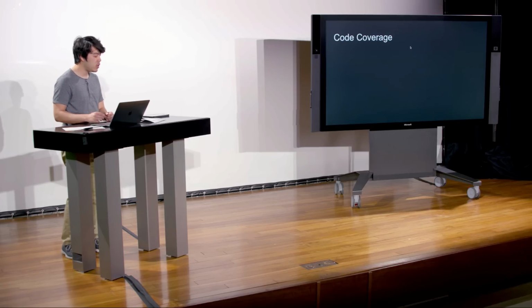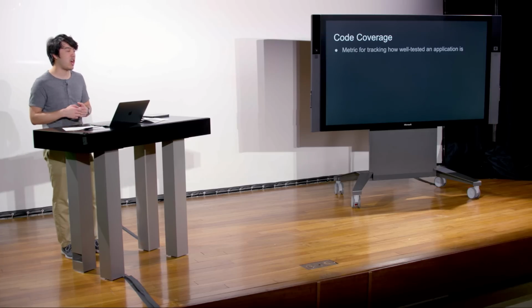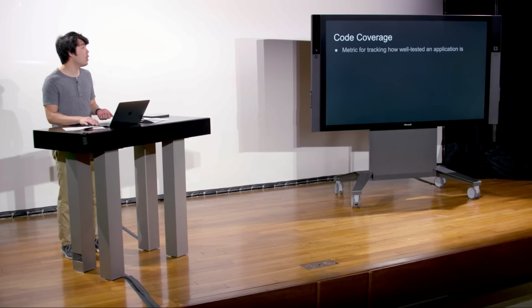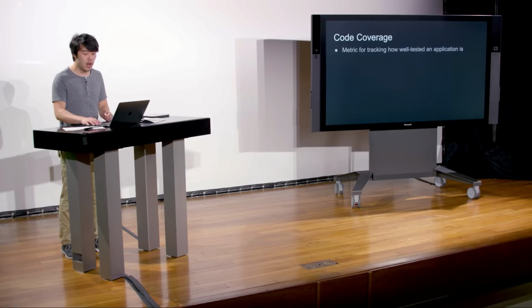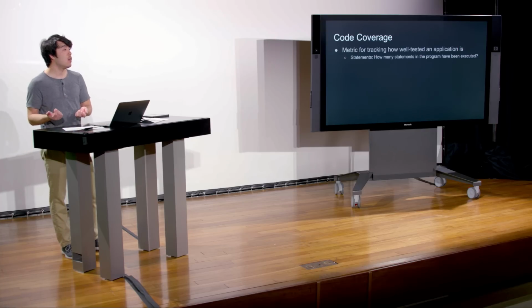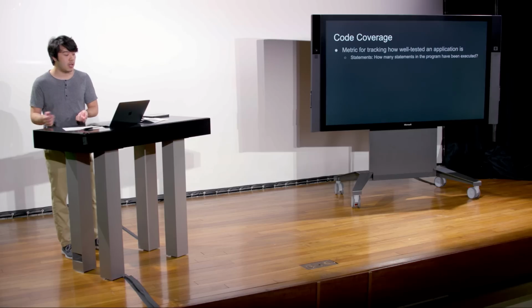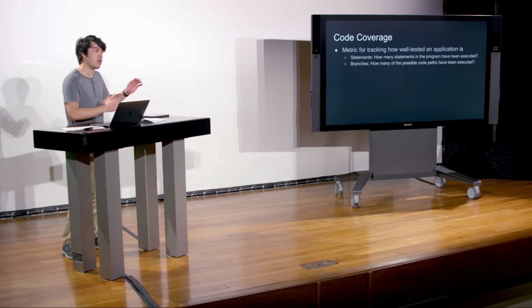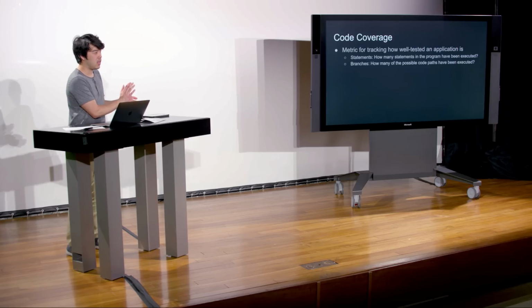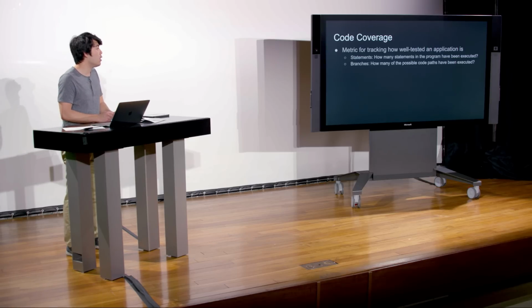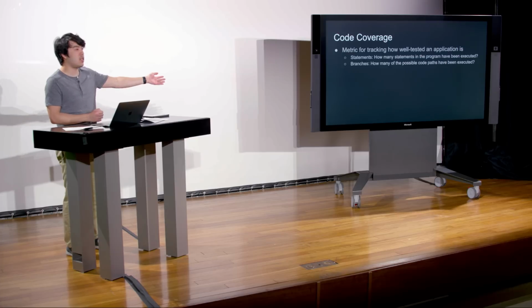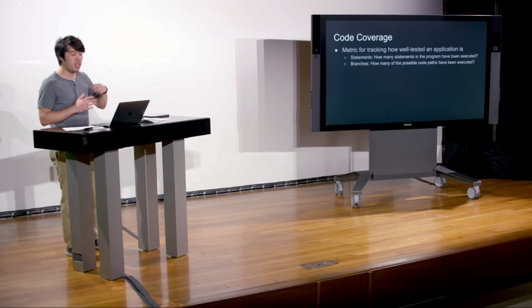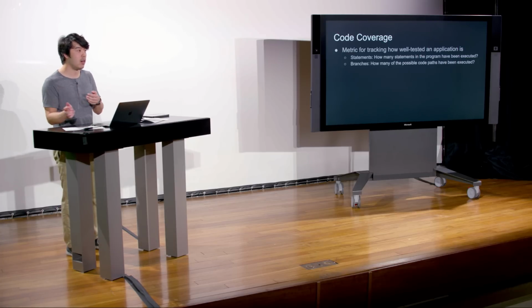It's called code coverage. And so this is a metric for tracking how well tested an application is. And there's a few different numbers. One is statements, or in other words, how many statements in this program have been executed. Another is branches. And so just like we were discussing before with a couple different possible code paths in our reducer or our action, this is the metric for that. It's how many of the possible code paths in all of our application have been executed or have been tested.